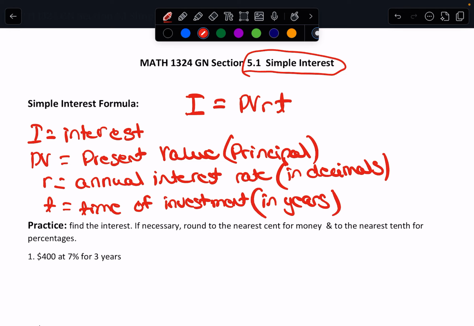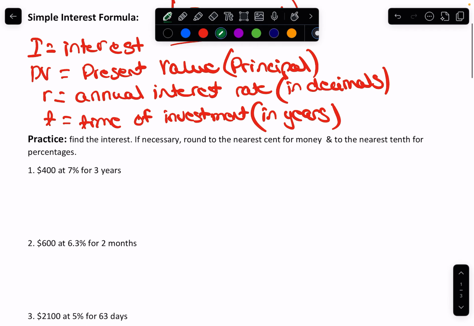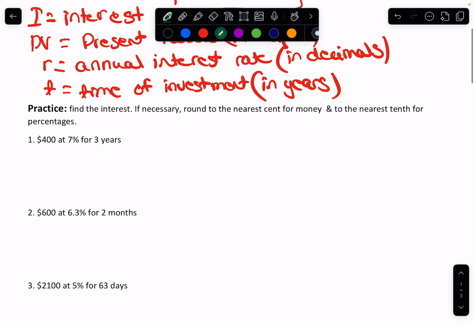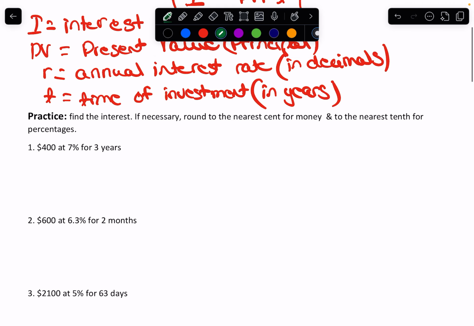Okay, so we're going to go ahead and start using this formula, plugging the numbers in the following practice examples. So we're going to find the interest, if necessary, round to the nearest cent for money and to the nearest tenth for percentages. Okay, so $400 at 7% for 3 years.